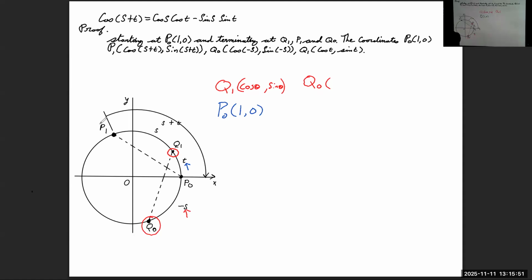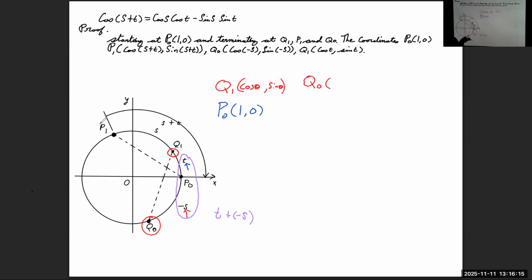And then let's switch colors. You could also think about it as t plus negative s. That's also the distance. Okay. So just setting up what's going on. Haven't proved anything, just kind of breaking down this diagram that's in the book. Okay. So that's who Q naught is.